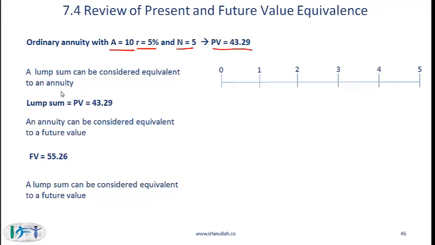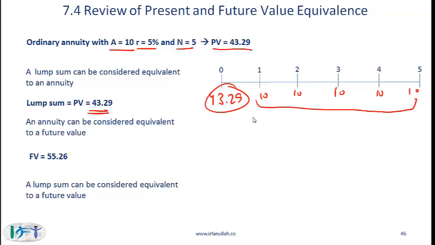So a lump sum amount of 43.29 at time 0 is the same or is equivalent to this annuity. So if somebody were to give you a choice between 43.29 today versus an annuity that looks like this, you would be indifferent assuming a rate of 5%. So this annuity and this lump sum are equivalent.